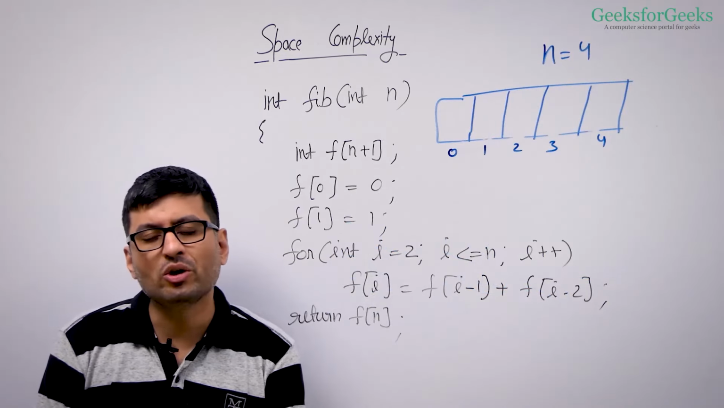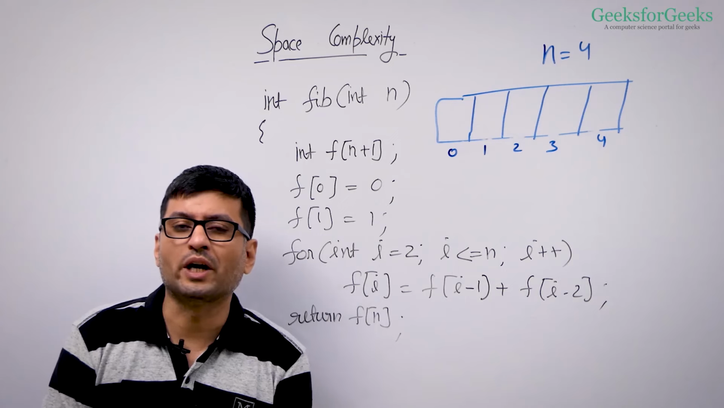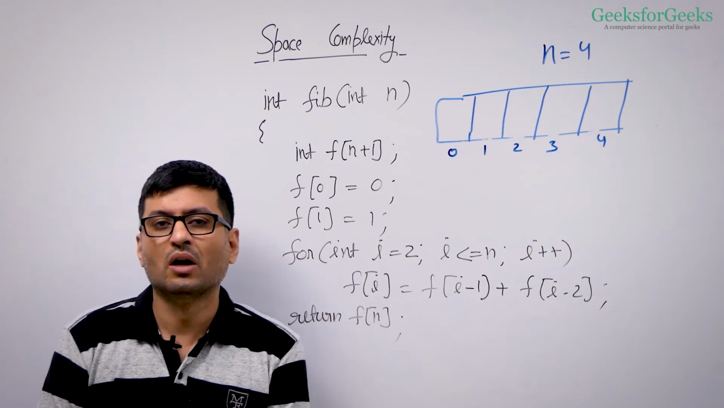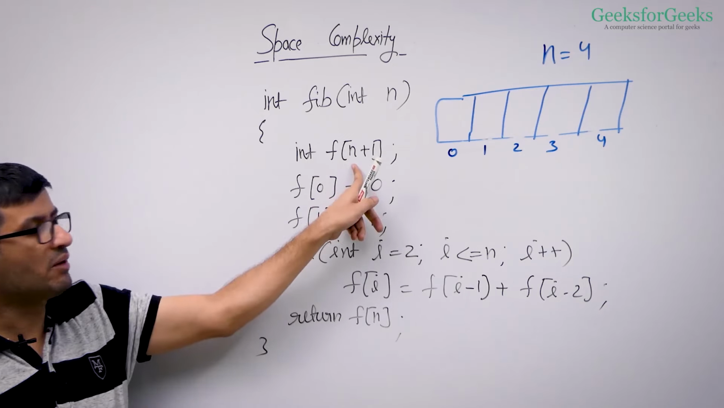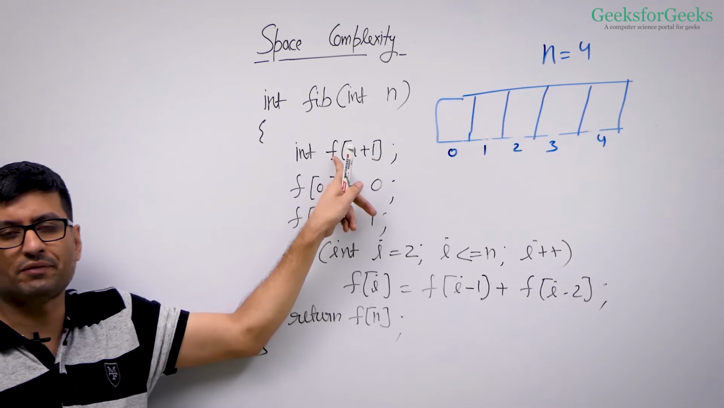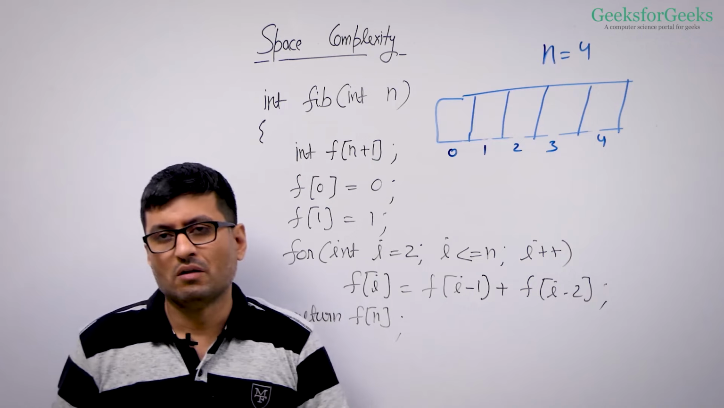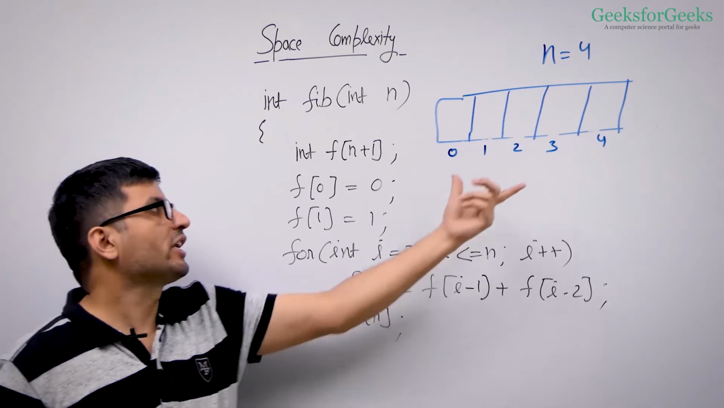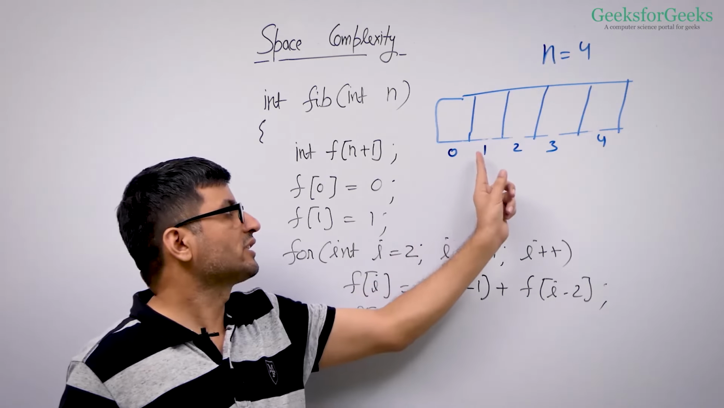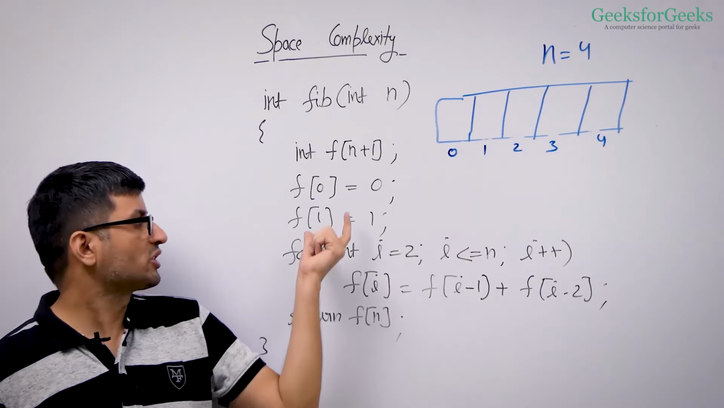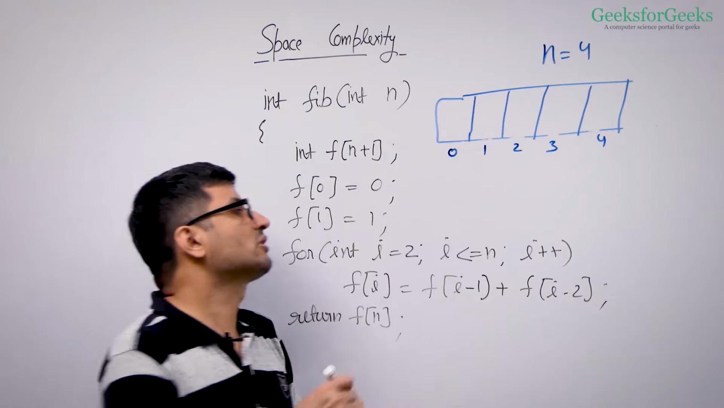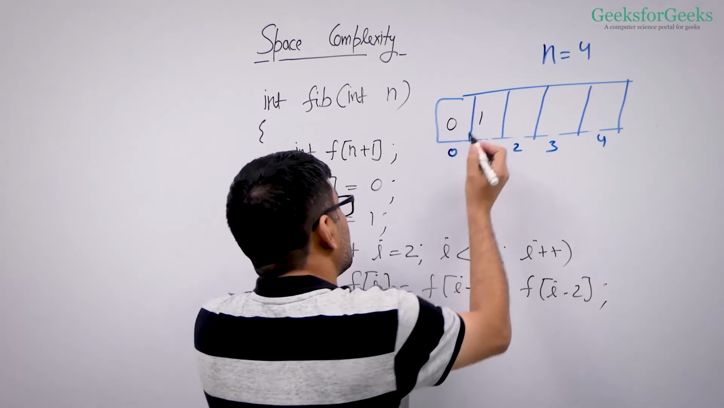Let us now take a look at another solution to find the nth Fibonacci number. What I've done here is I've created an array of size n plus 1 and I call this array f. For n equal to 4, I'll create an array of size 5 with indexes 0, 1, 2, 3, 4. And then I'm initializing the first two Fibonacci numbers as 0 and 1. So this is initialized as 0 and this is initialized as 1.